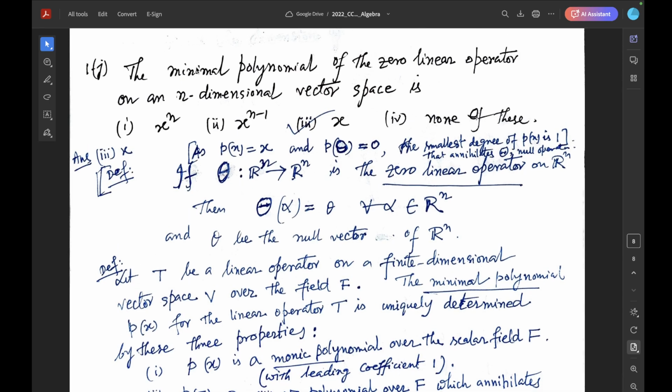Here, the minimal polynomial of the zero linear operator is p(x) = x, and this zero linear operator is capital Theta, and also p(Theta) equals zero. So the smallest degree of p(x) is 1, that annihilates the null operator Theta. So p(x) = x is the minimal polynomial of the zero linear operator on an n-dimensional vector space. So the correct option is 3.